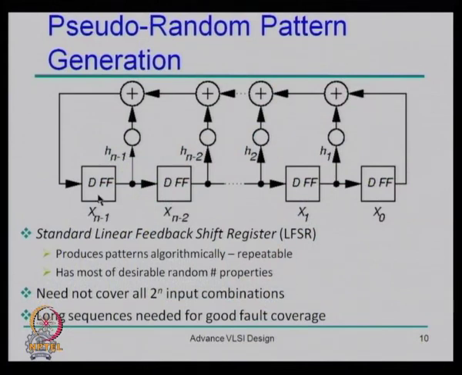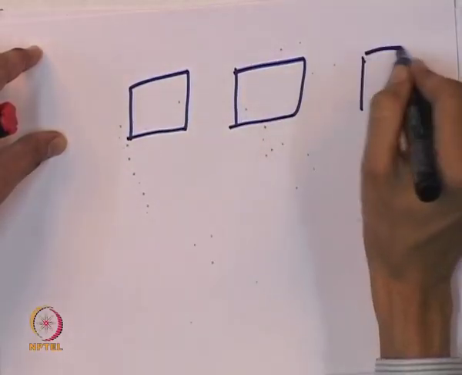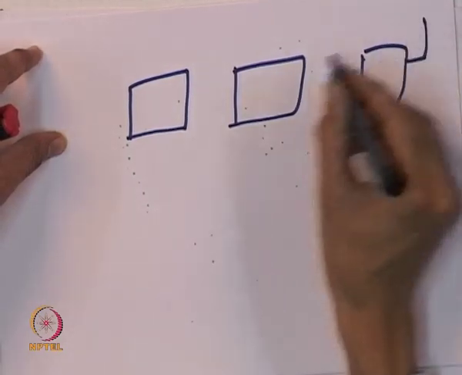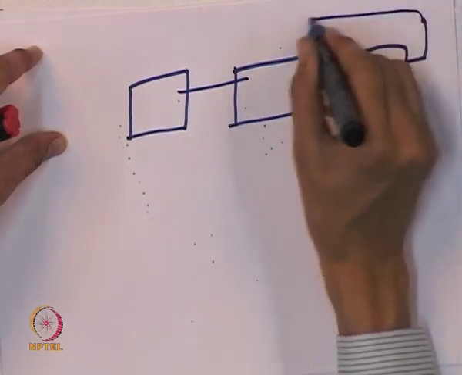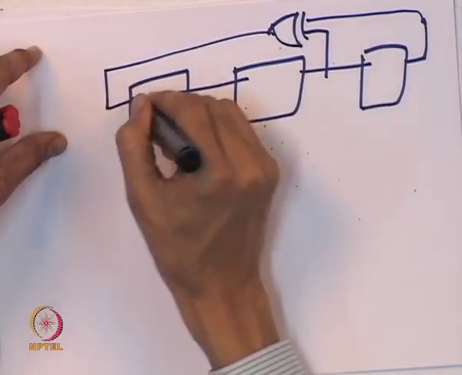Now let's look at how we can generate these pseudo random patterns. The nature of the pattern that we are generating, that is, the mixture of zeros and ones, should be random, so it preserves the randomness, and this should be deterministic. One of the very simple circuits could be the linear feedback shift register. If you have a shift register, say with three flip flops, there is a feedback from the last flip flop with some modulation by an intermediate value, and I feed it back here.